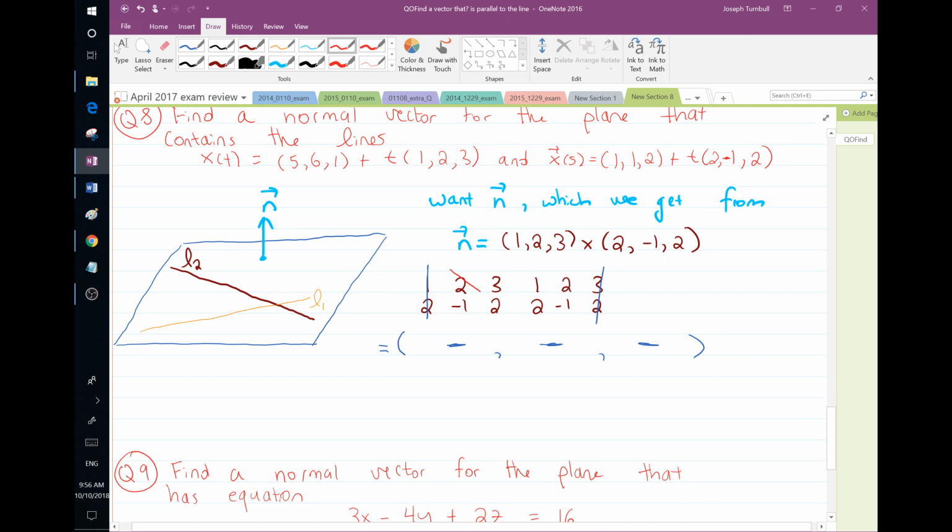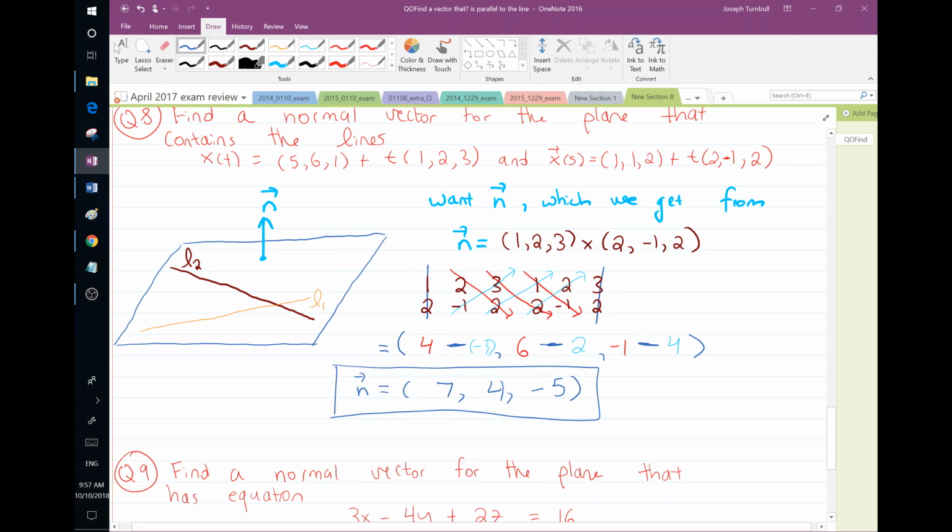So the first down component, 2 times 2, 4, second down component, 3 times 2, 6, third down component, 1 times negative 1, negative 1. Now we have minus the up components. Negative 1 times 3, negative 3, 2 times 1, 2, and 2 times 2, 4. And then simplify. 4 minus minus 3, 7. 6 minus 2, 4. Minus 1 minus 4, minus 5. And that's going to be a normal vector n that's at 90 degrees to the plane.